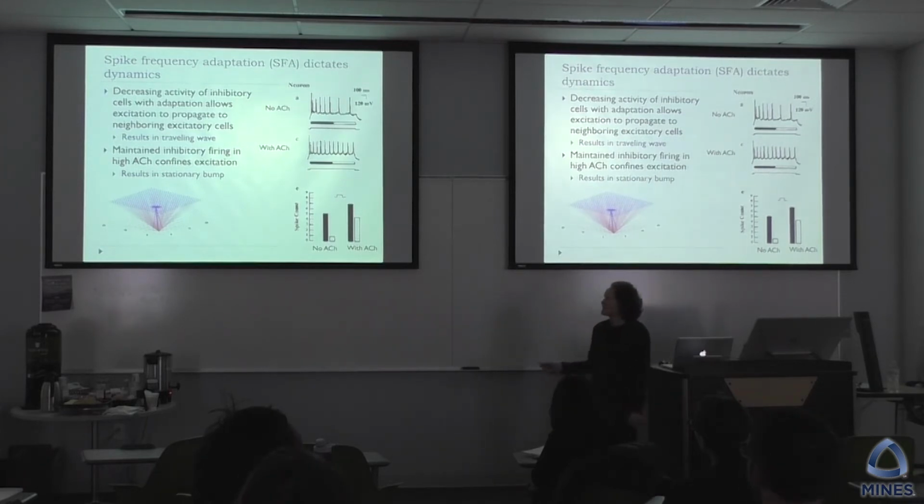And we can understand it this way: in the case with no acetylcholine, if the inhibitory cells had this spike frequency adaptation and their firing slowed down, it let the excitation propagate through the network. It let the excitation move. But if the inhibitory cells fired at a maintained firing frequency, it corralled the excitation and wouldn't let the excitation propagate across the network.